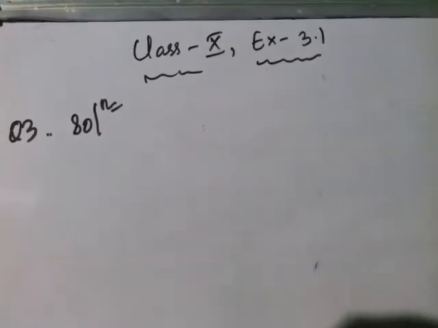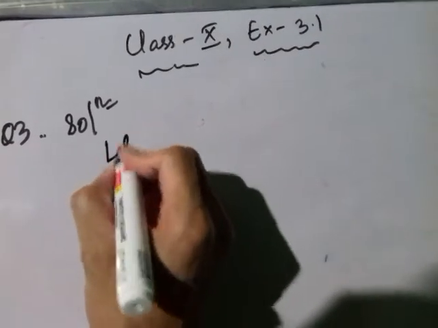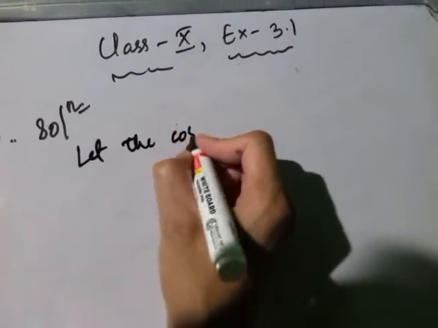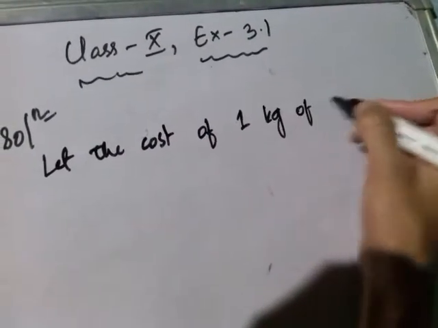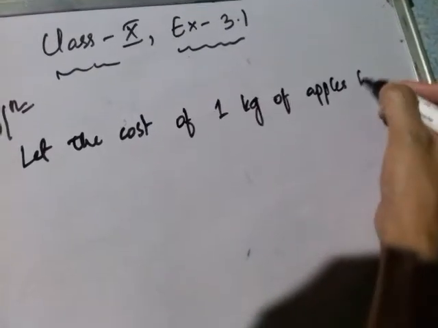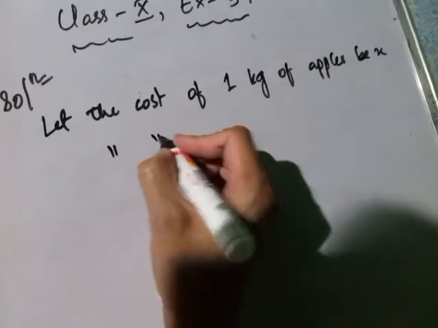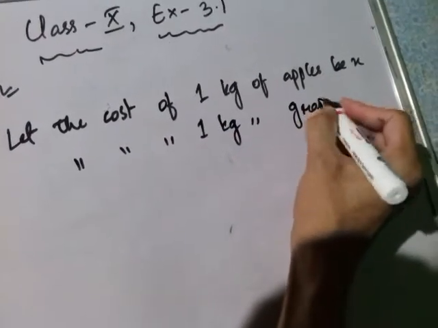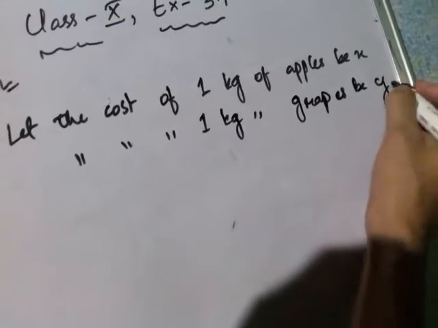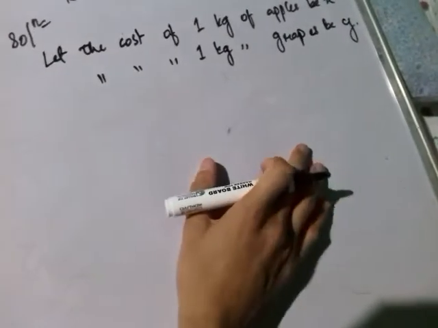Understand? So here we will denote the cost of 1 kg of apples as x and the cost of grapes as y. So let the cost of 1 kg of apples be x and the cost of 1 kg of grapes be y. Okay. After that we will represent it in algebraic form.